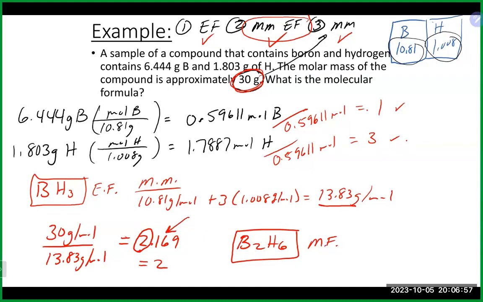Yeah. I would say, yeah, if you screwed up the experiment, that's probably a good chance that you won't get a correct empirical formula.